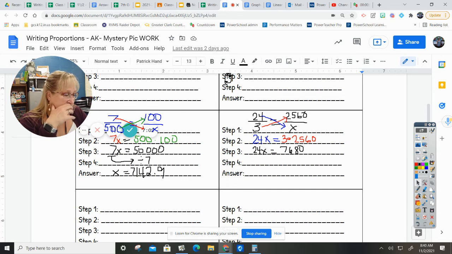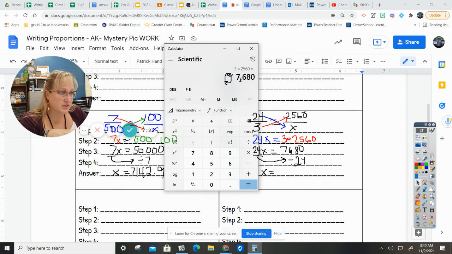Now, our next step will be to divide. So I'm going to use that inverse operation. The inverse of multiplication is division, so I'm dividing by 24 to move it to the other side. That leaves the x on this side isolated as we want. And we should be able to solve now by doing 7,680 divided by that 24. And our answer will be 320.